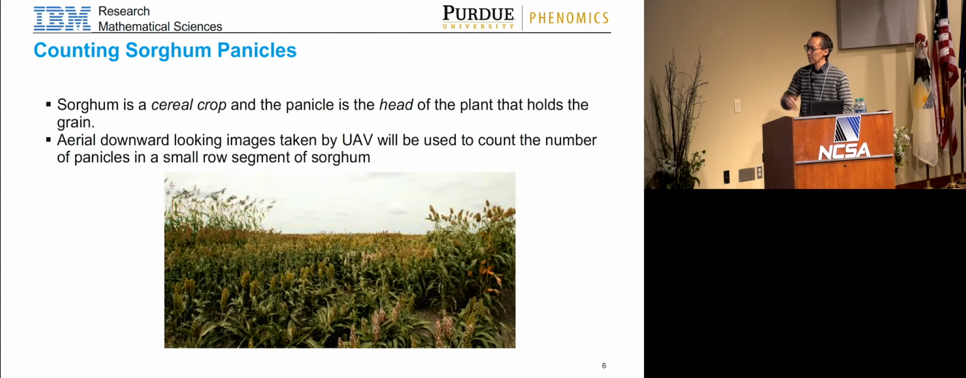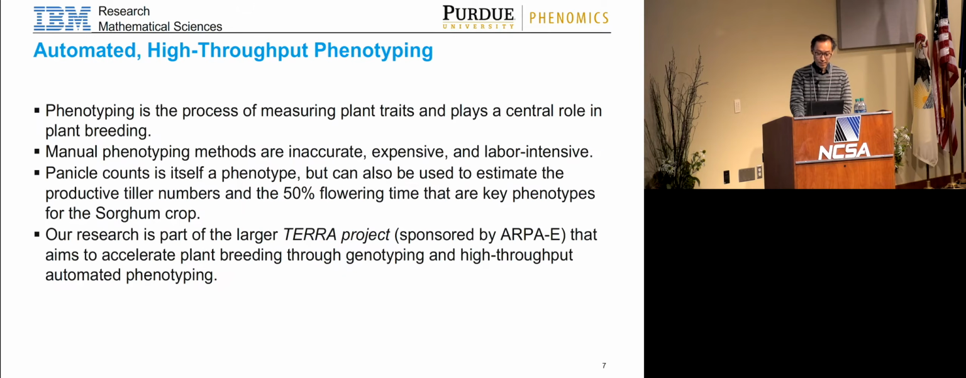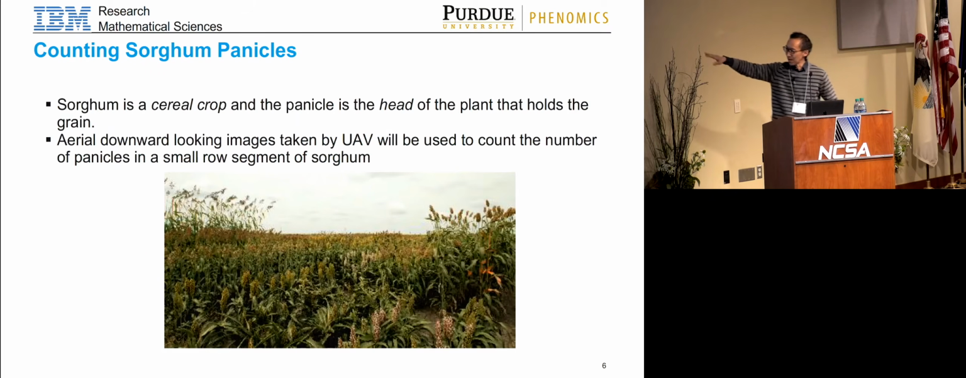And we count the number of panicles, or estimate the number of panicles, in a small row segment of sorghum. Oh, by the way, as you can see there, the sorghums come in various different heights. There are some very tall sorghum plants and varieties, and there are some others that are not so tall. And some of the genomic makeups of these phenotypes are understood, but there's a lot that's not understood.